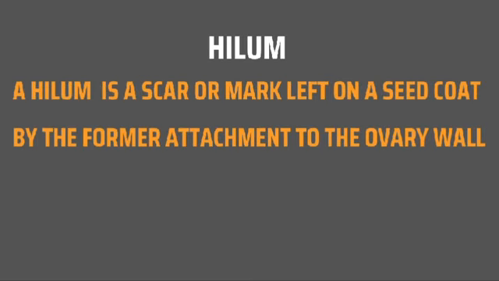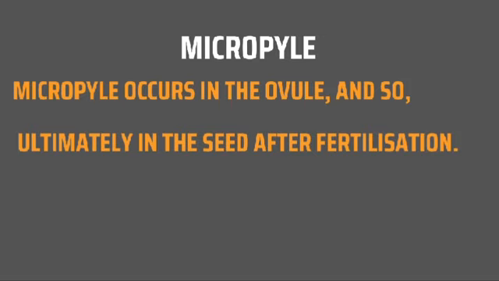Hilum: a hilum is a scar or a mark left on a seed coat by the former attachment to the ovary wall. Micropyle: the micropyle occurs in the ovule and so ultimately is in the seed after fertilization.